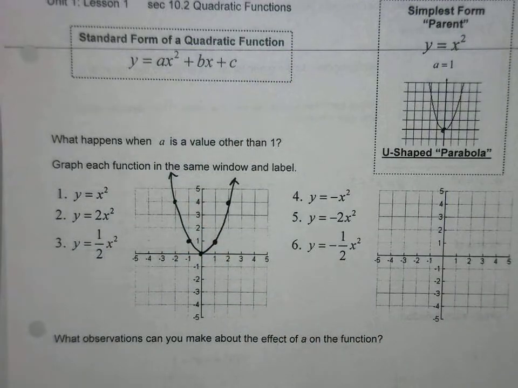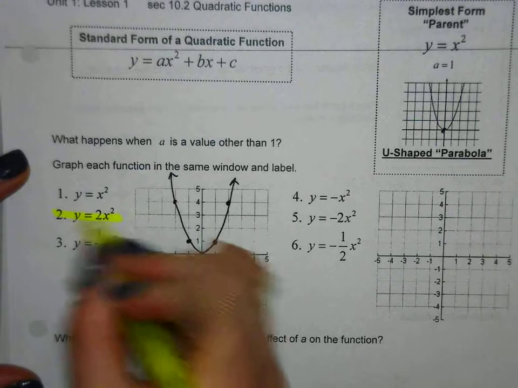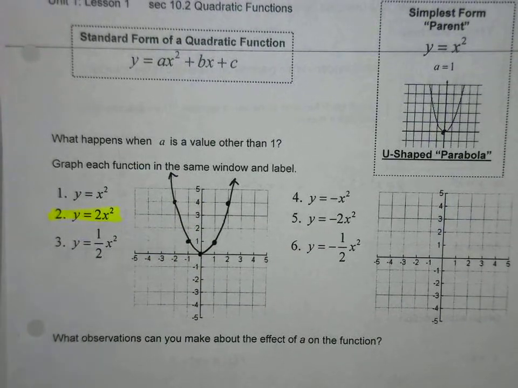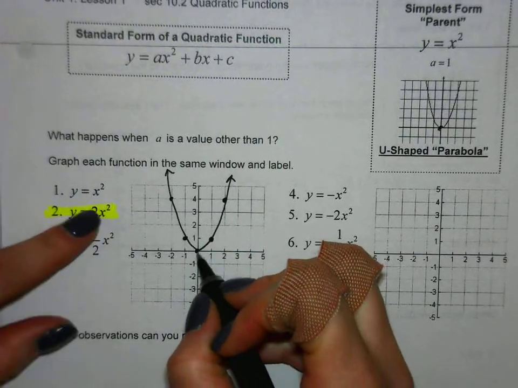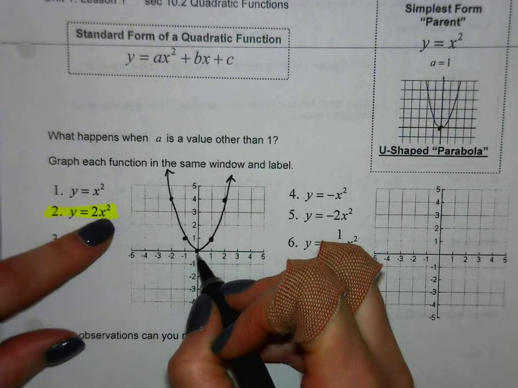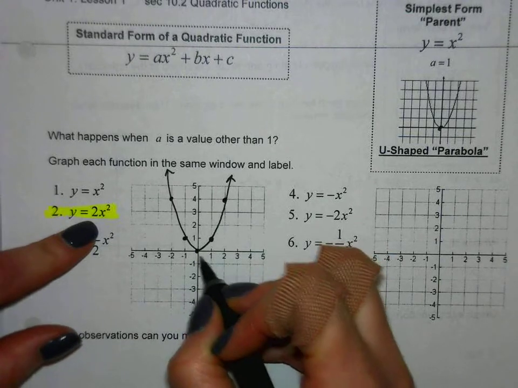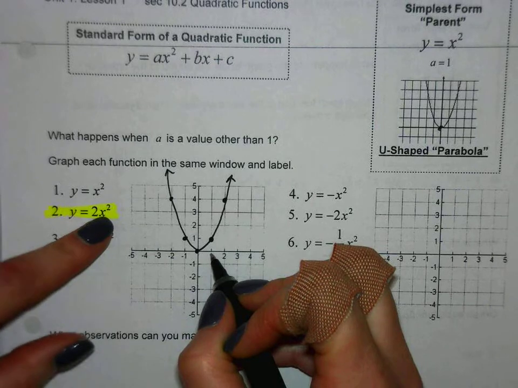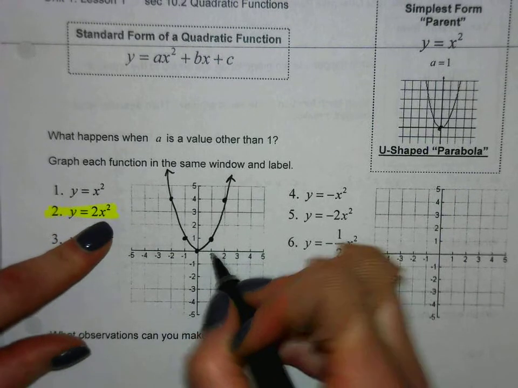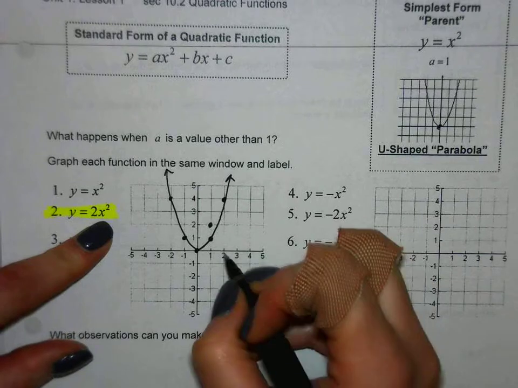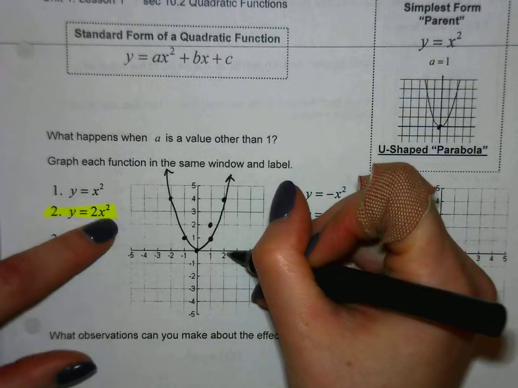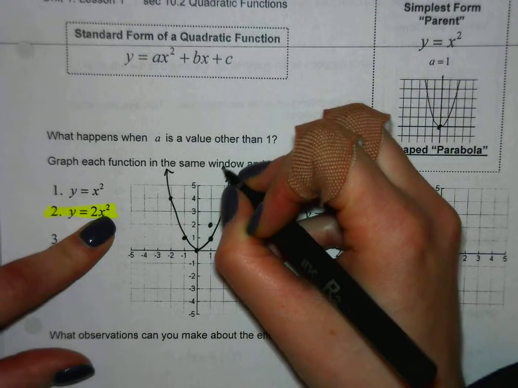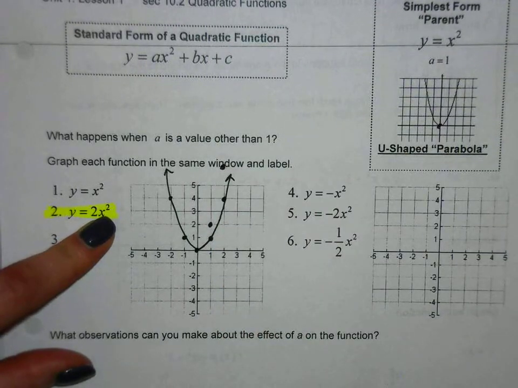So now let's take a look at number 2 and see what happens when a is now a 2 instead of a 1. So we're going to start with 0 again. So 0 squared is 0, and 0 times 2 is 0. So we're still at the origin. If we take 1, 1 squared is 1, and 1 times 2 is 2. So we end up with 1, 2. If we take 2, 2 squared is 4, and 4 times 2 is 8. So we're going to be up here outside of our graph.